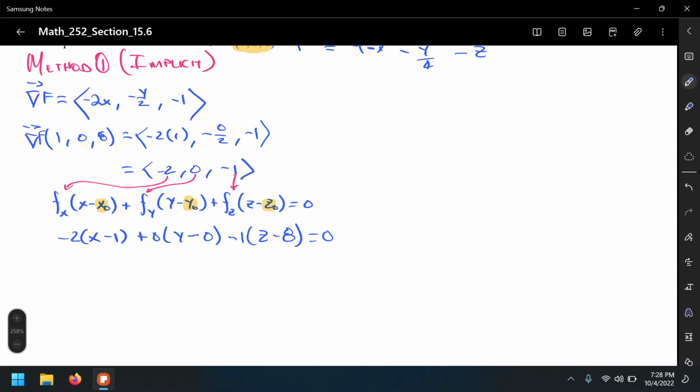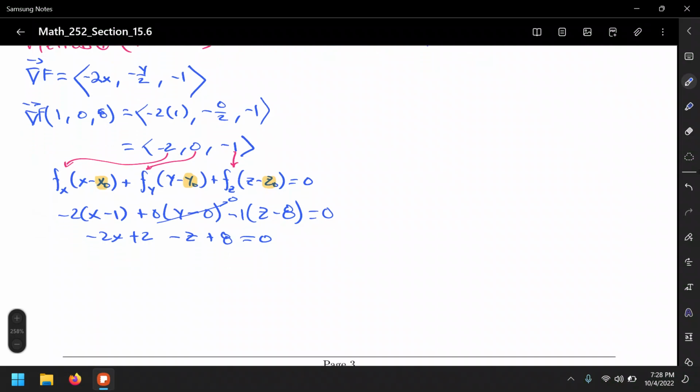Let's simplify this a little bit. Negative 2x, and negative 2 times negative 1 was 2, and that's going to go 0, and minus z plus, be careful with signs, 8 equals 0. And in this case, what I'm going to do is solve for z this time, just so I can show you something.